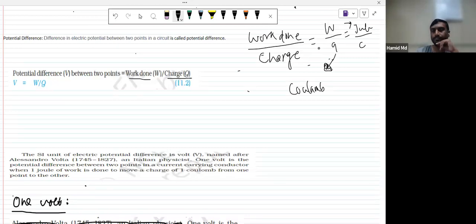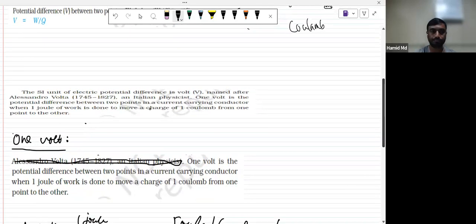Any problem? Everything is okay? The SI unit of electric potential difference is volt. Okay, SI unit. What does it mean? SI unit.